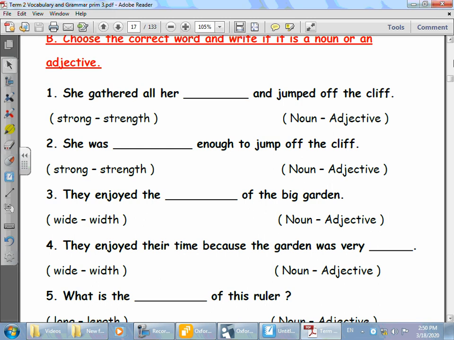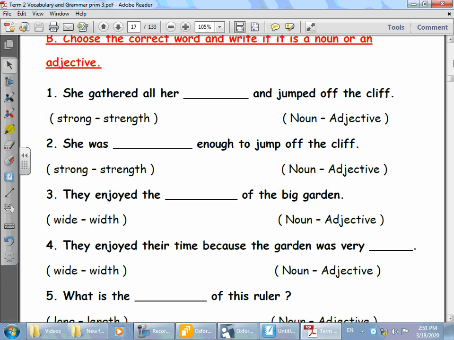Very good. Okay. She was what enough to jump off the cliff? She was strong enough or she was strength enough? Excellent. She was strong enough. And strong, does it end with th? No. So is it a noun or adjective? Excellent. Adjective. So circle adjective.